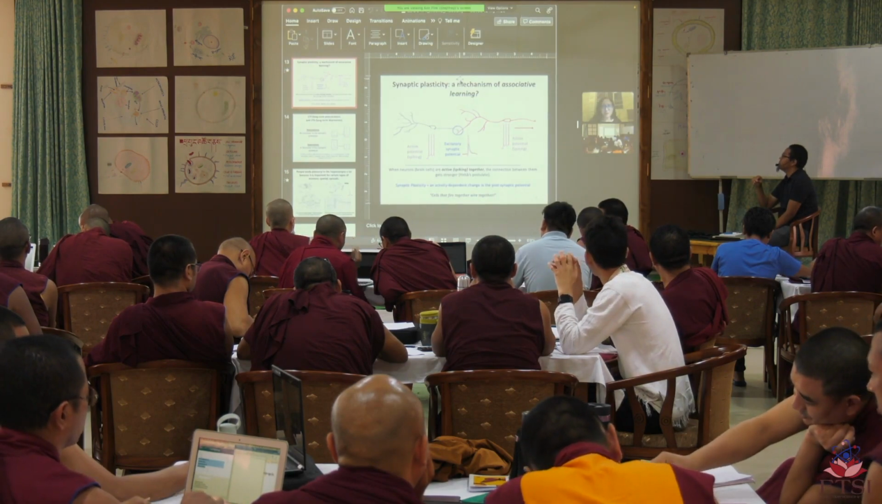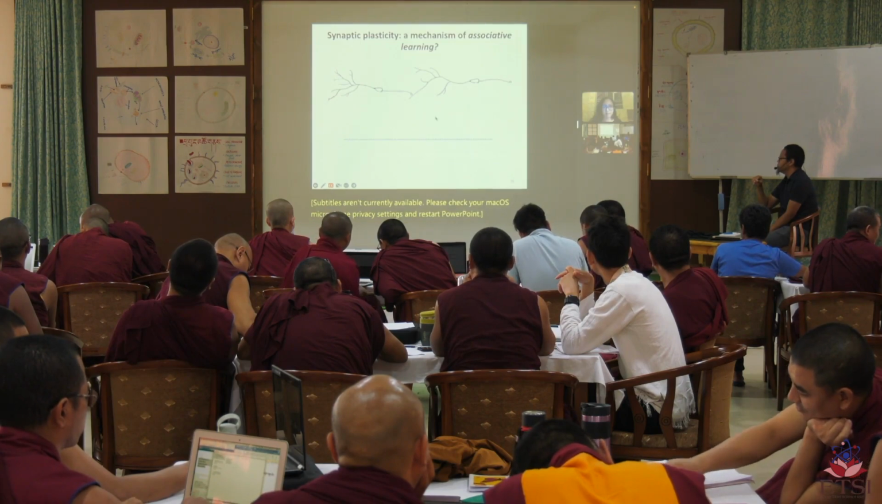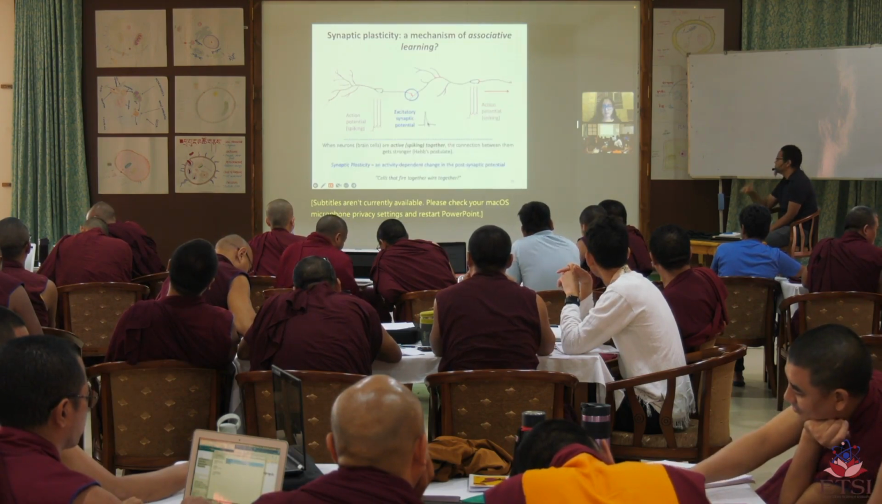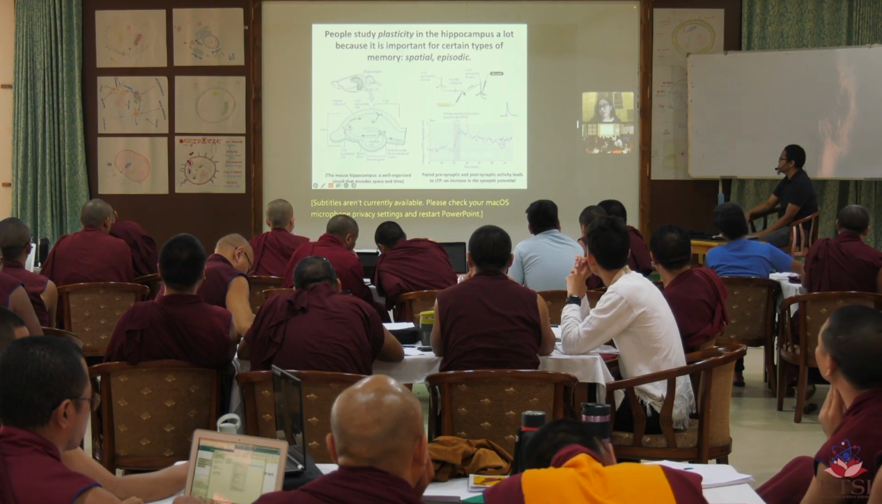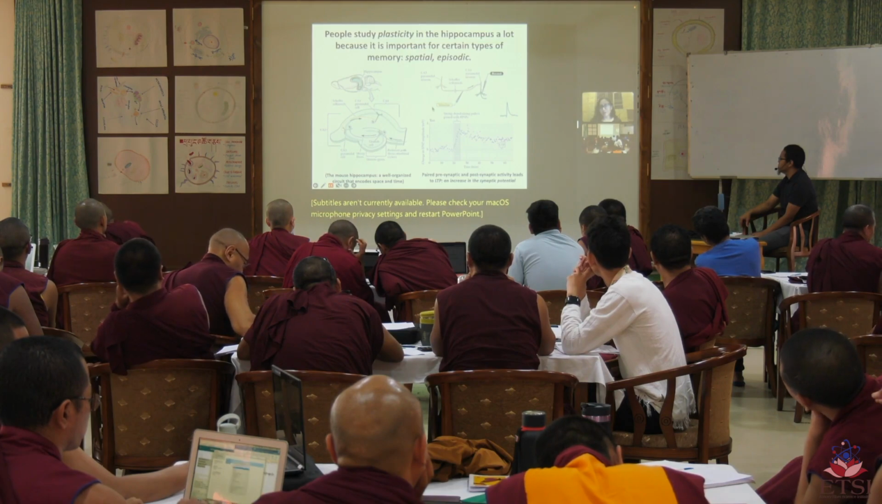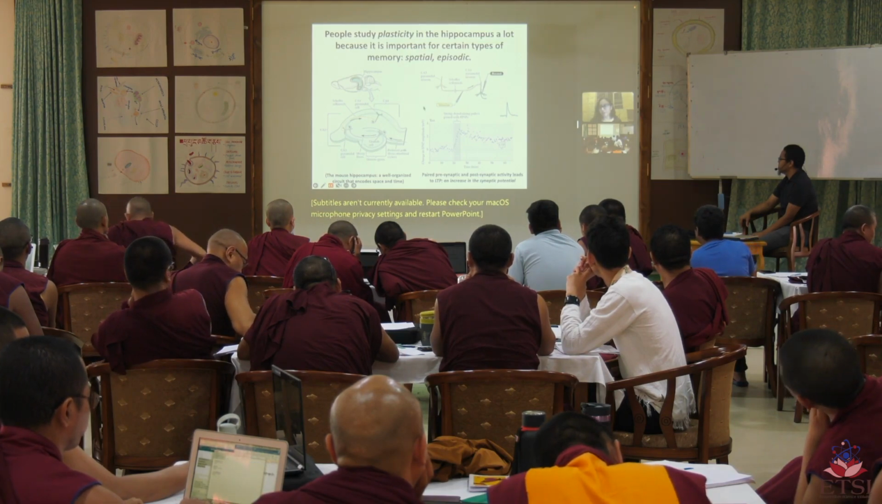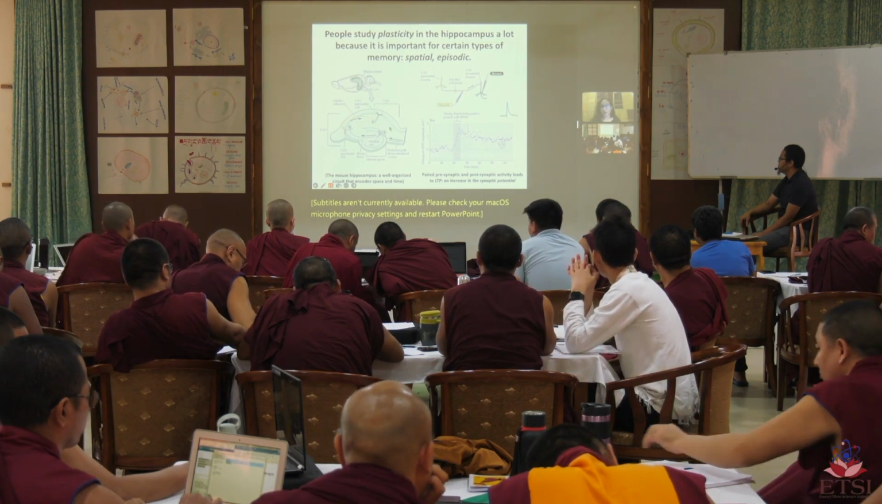So if I just show this slide again, I'm going to skip ahead to another slide. You can actually record from two neurons. So these are neurons in the hippocampus, where we've learned a lot about learning and memory through looking at the hippocampus.